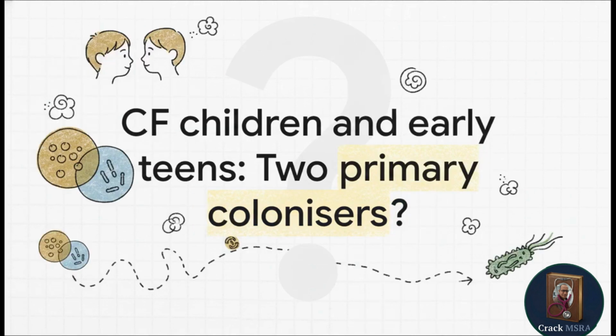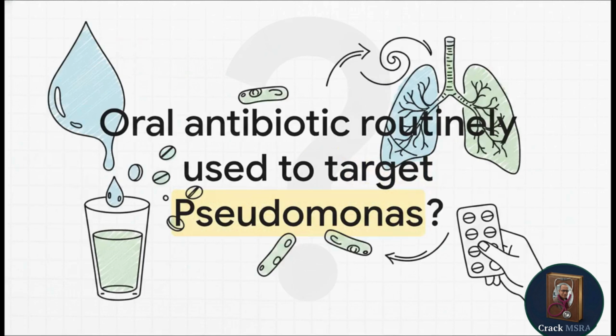Question 7. Let's run back to the very beginning of our CF timeline mnemonic. Before Pseudomonas takes over in adulthood, the airways are colonized in childhood and early teens by Staphylococcus aureus and Haemophilus influenzae. Question 8. Recall our rapid treatment hack.